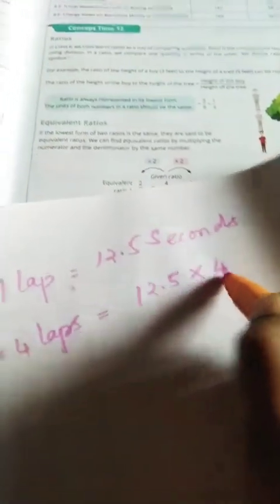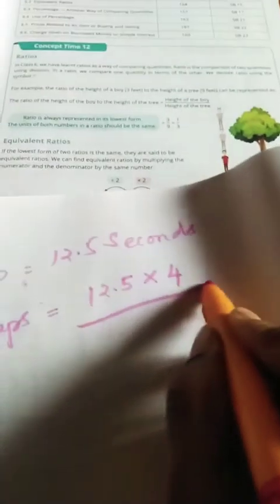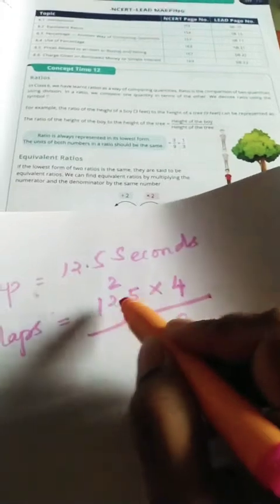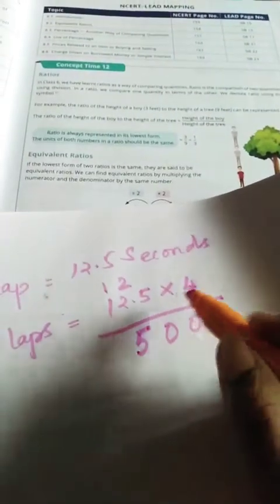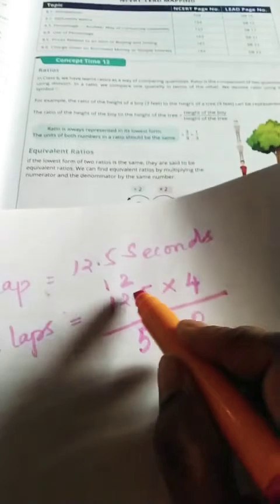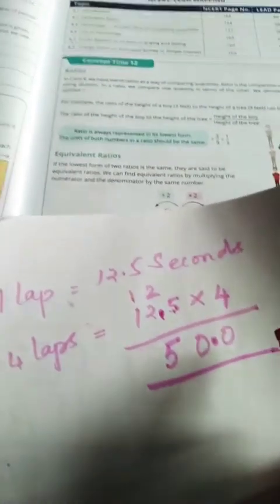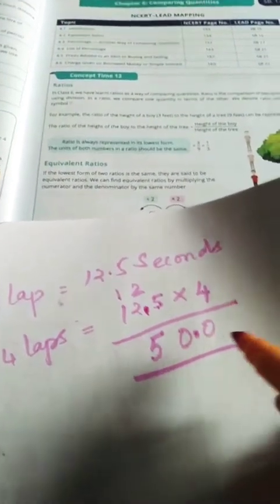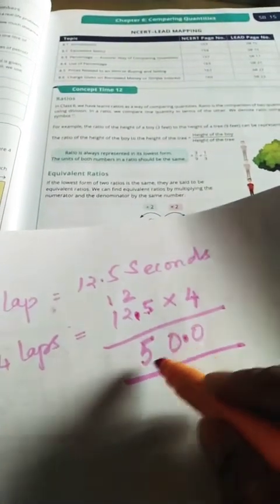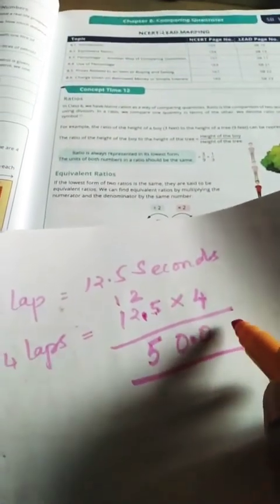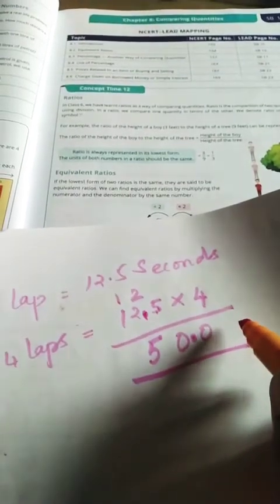12.5 into 4. Like normal multiplication, you can do 4 5s are 20, 0 carry 2, 4 2s are 8, 8 plus 2 is 10, carry 1, 4 1s are 4, 4 plus 1 is 5. So after multiplication, after the one number you have the decimal point, so you keep the decimal point here. So totally she has to take 50, totally 50 minutes.